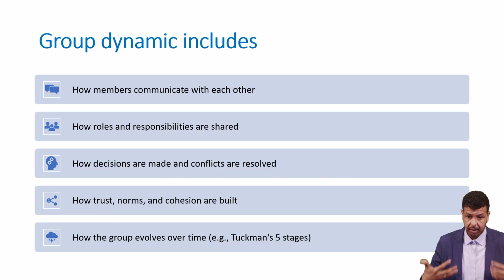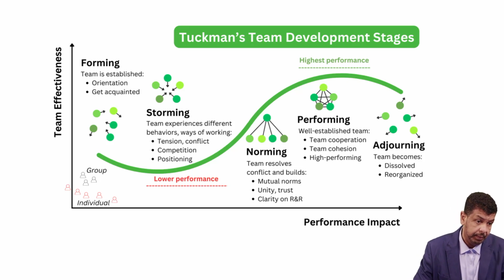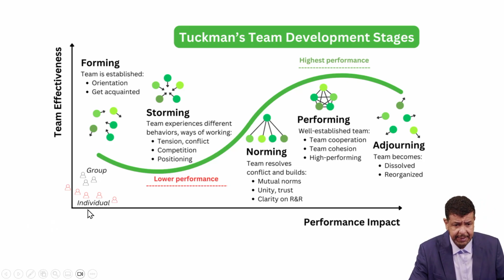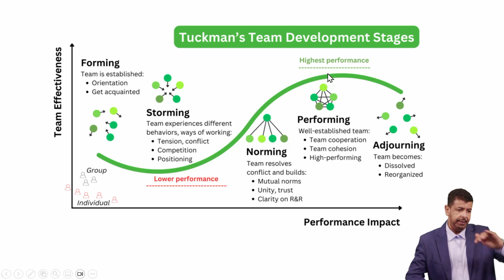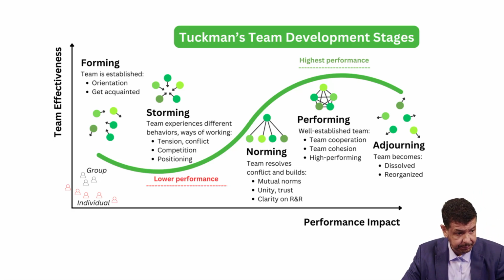Tuckman describes five stages in group dynamics. Every group starts with forming, then storming, then norming, performing, and adjourning. You can see here the low performance in the storming stage and the highest performance on the right side of this diagram.